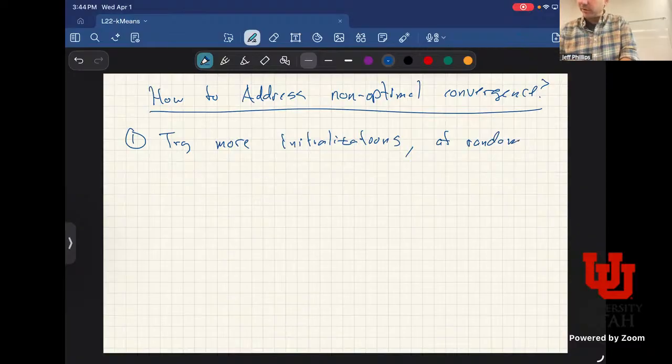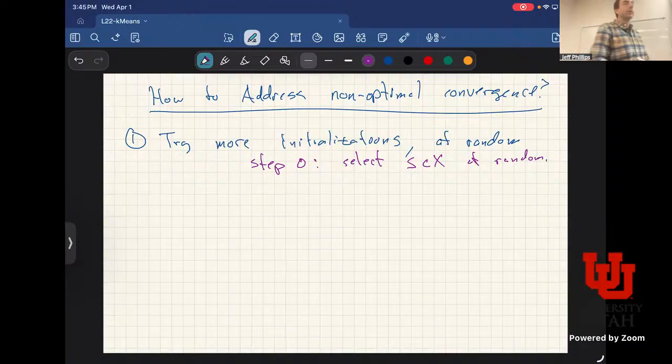Okay, so a common thing to try is step 0: select S, a subset of X, at random. You can also say, if you select a point... Oh, okay, so I want to push the sites far apart from each other. Yes. Okay, great.